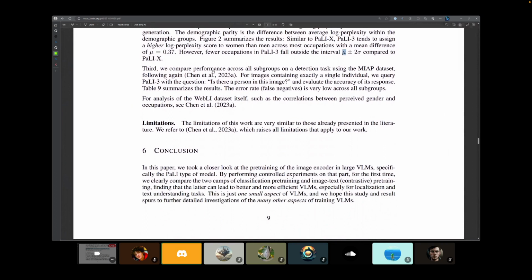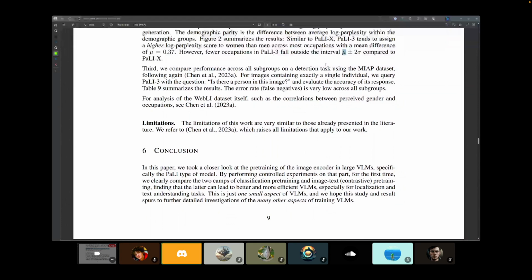Third, we compare the performance across all subgroups on detection using the MIAP dataset. Following again for images containing exactly a single individual, we query PaLI-3 with the question, is there a person in the image, and evaluate the answer on its response. Table 9 summarizes the results. For analysis in the WebLI dataset, such correlations between perceived gender and occupations.